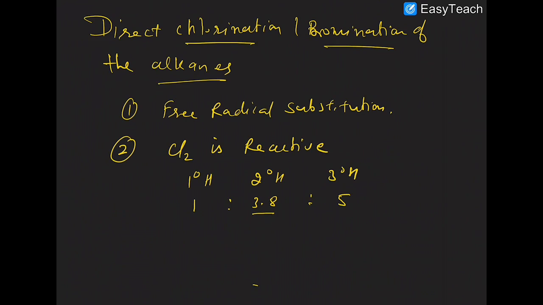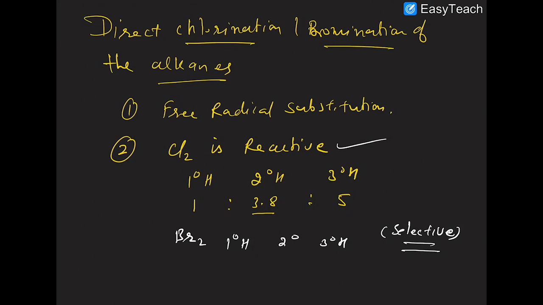But in case of bromine, primary, secondary and tertiary hydrogen, it is called selective. Why? Chlorination is called reactive, but bromination is called selective.